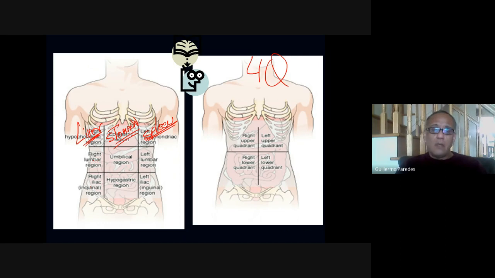The right lumbar region is going to be the ascending colon. Why is it called ascending colon? Because the colon is ascending. In the left lumbar region, we have the descending colon. And why is it called descending colon? Because the colon is descending, going down. So the fecal material goes this way. The umbilical region: what do we have in the umbilical region? The small intestine.